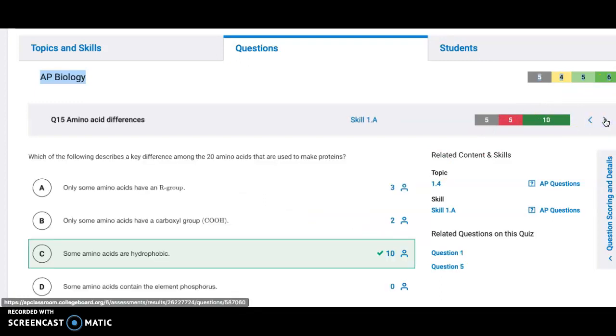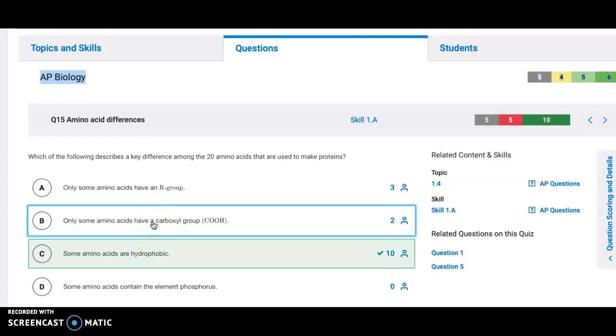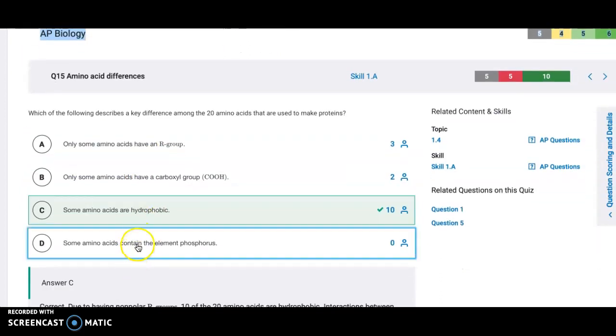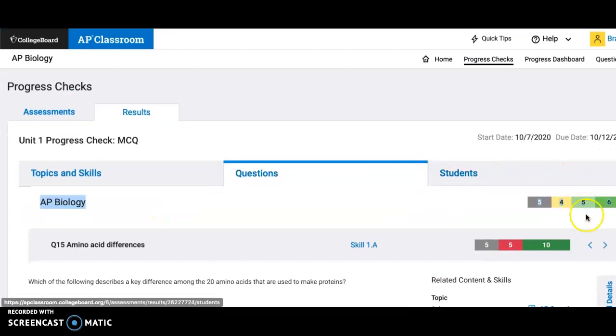Which of the following describes a key difference among the 20 amino acids? C is true that some amino acids are hydrophobic. Only some have a carboxyl group. That's not true. They all do. Only some have an R group. They all have an R group, right? Some amino acids contain the element phosphorus. That's not a key difference. The fact that they are hydrophobic is a key difference, or hydrophilic, and so on.